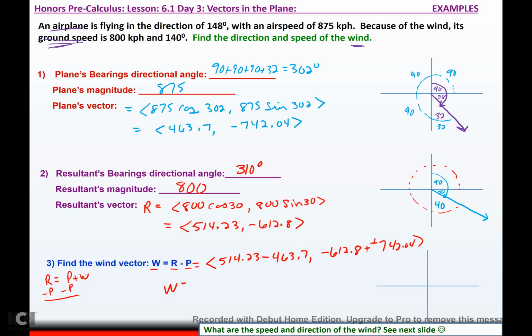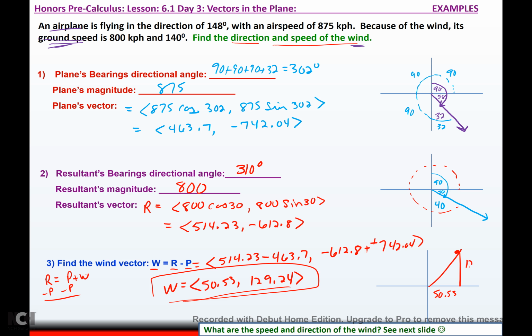I get a wind vector of 50.53 and 129.24. Okay? So now we're going to take that wind vector, because we have to find the direction and speed of the wind, and we're going to plot it. We're going to go over 50 and up 129. This would be 50.53 over. This would be 129.24 up. And we can find the angle and the magnitude, but I need more room.